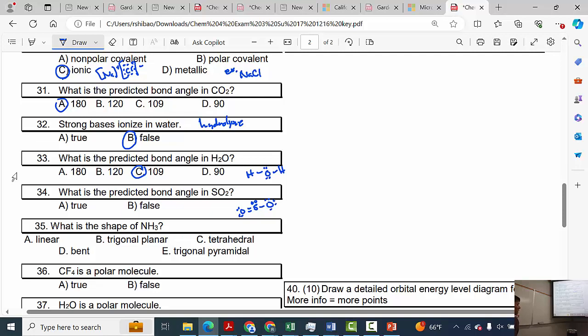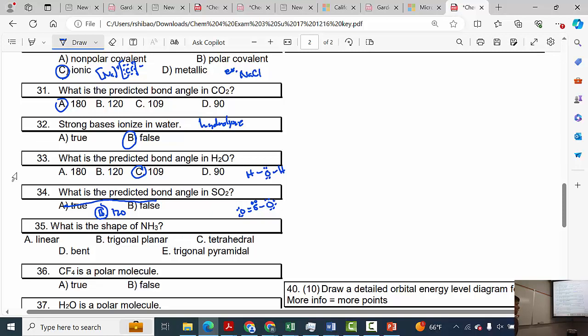What is the predicted bond angle in SO2? What do you think of? True or false? False. Ideal would be like 180. No, the ideal would be 120. 120 because of the lone pair. Lone pair is going to prevent it from being 180.